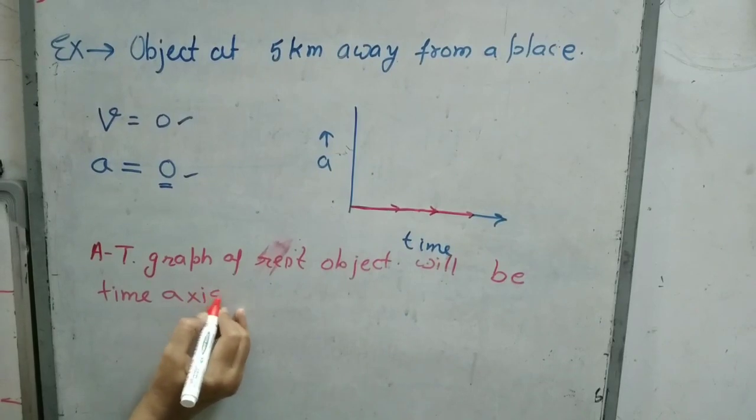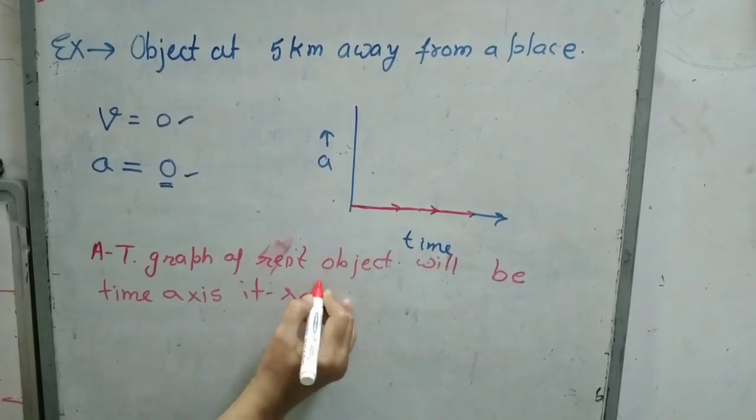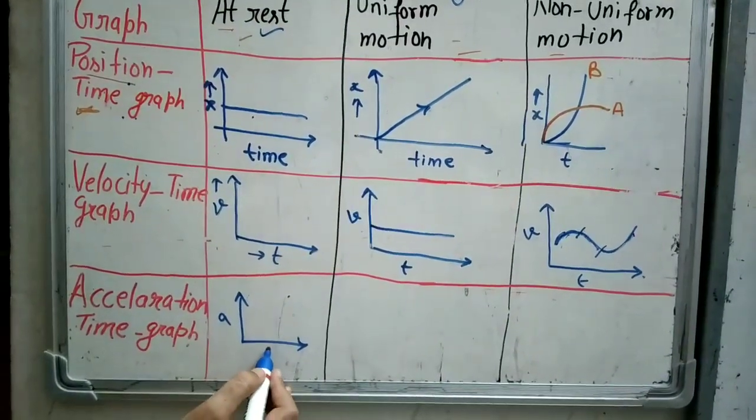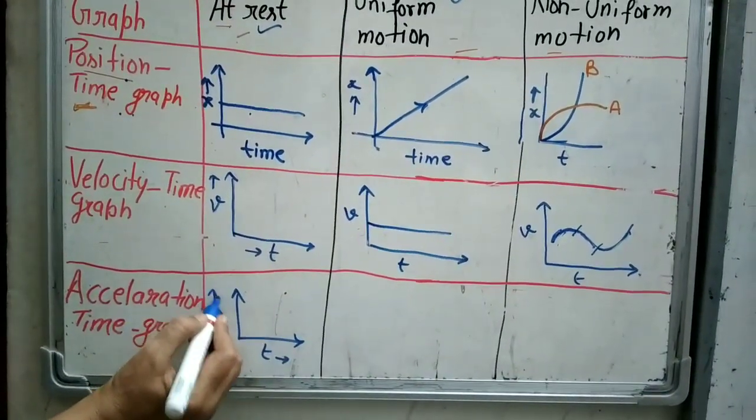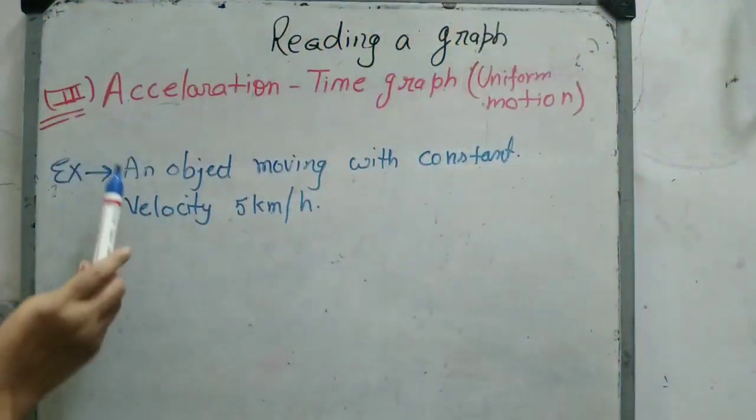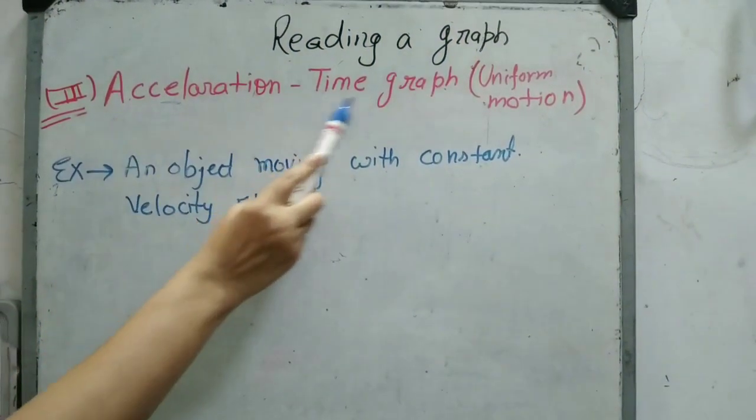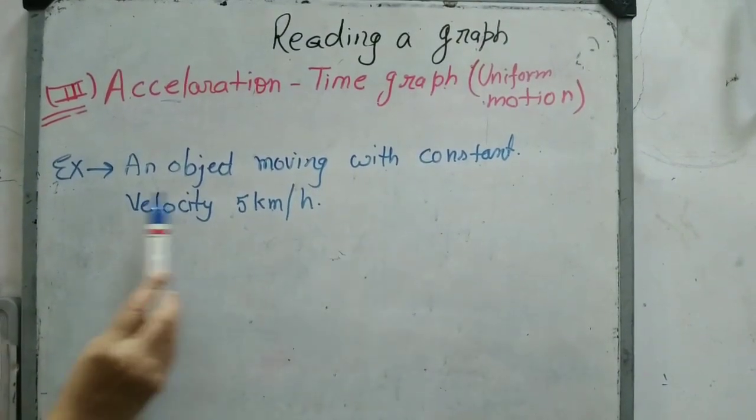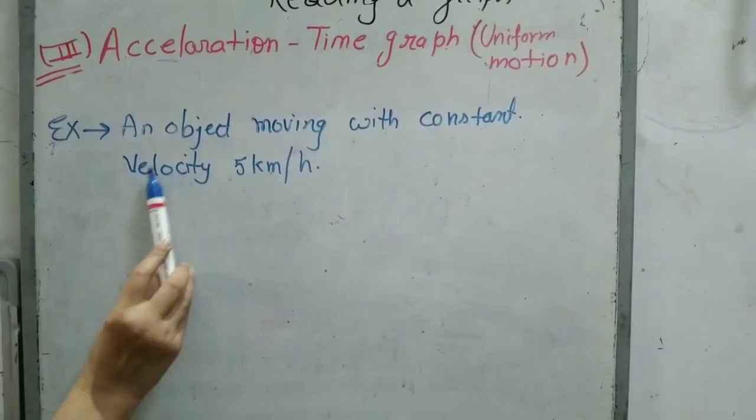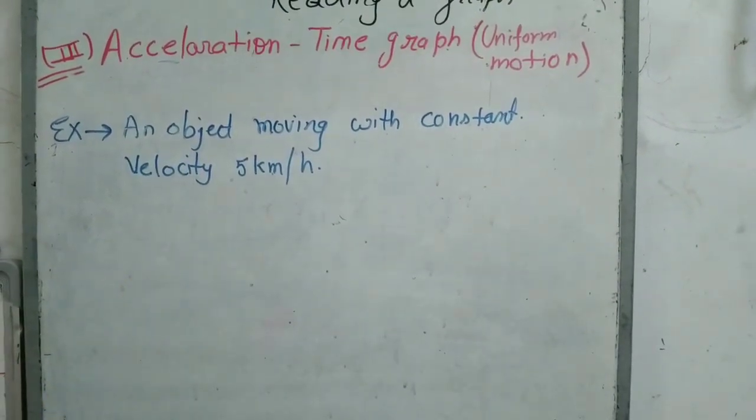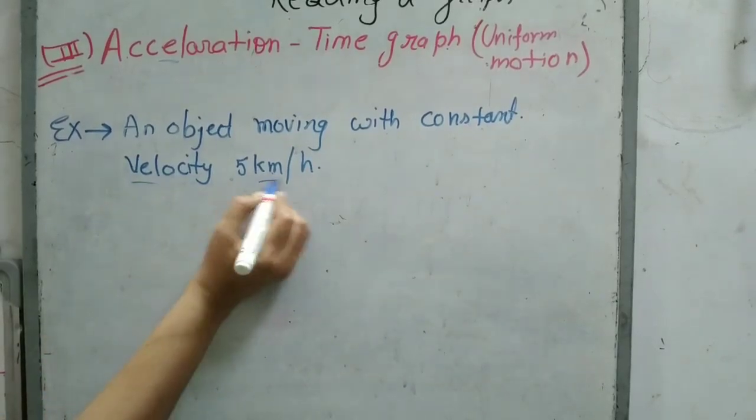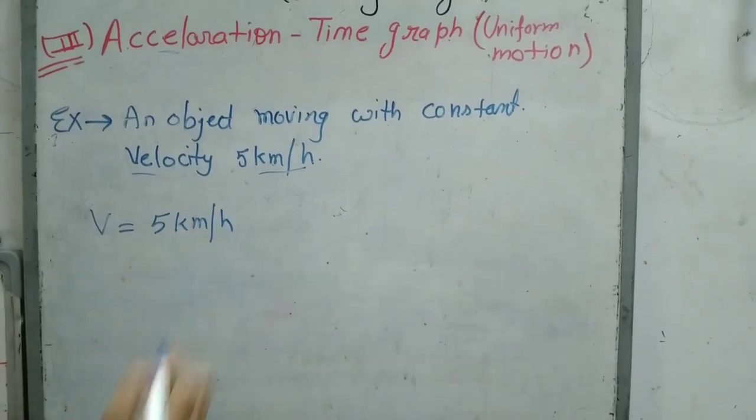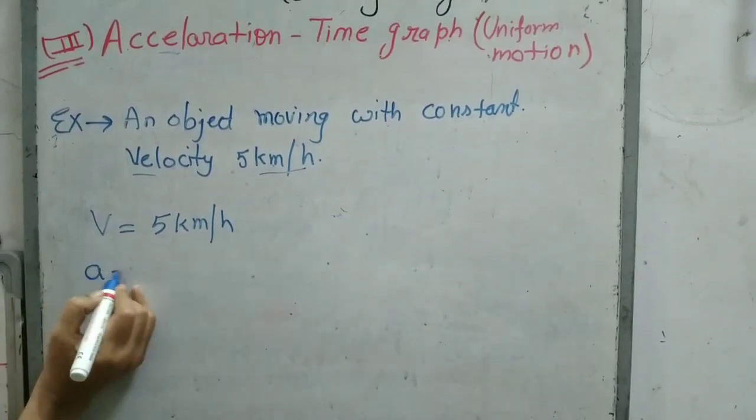So this is the graph of stationary object. So the next acceleration time graph will be studied under the condition uniform motion. As the previous example, an object moving with a velocity of 5 km per hour. So in this example we can find that velocity is constant, and what it is? 5 km per hour.